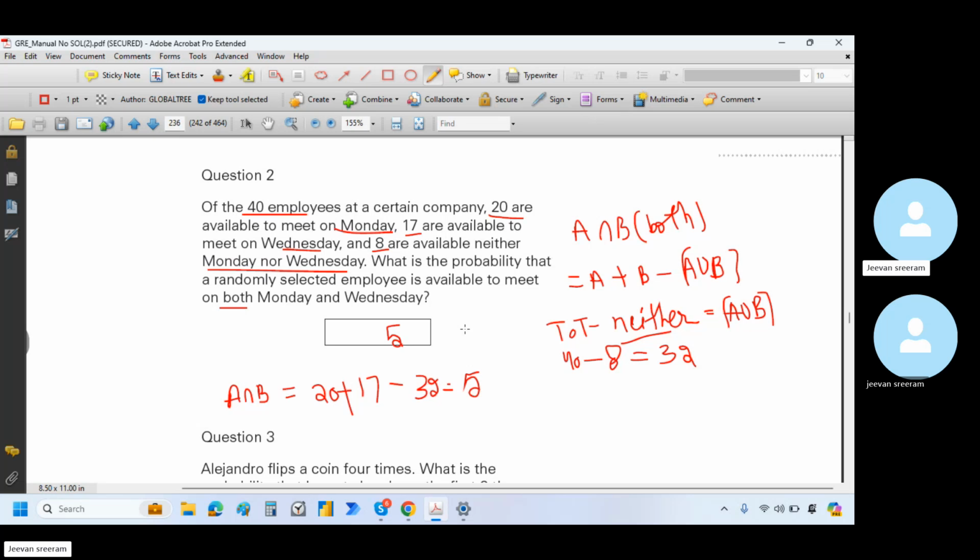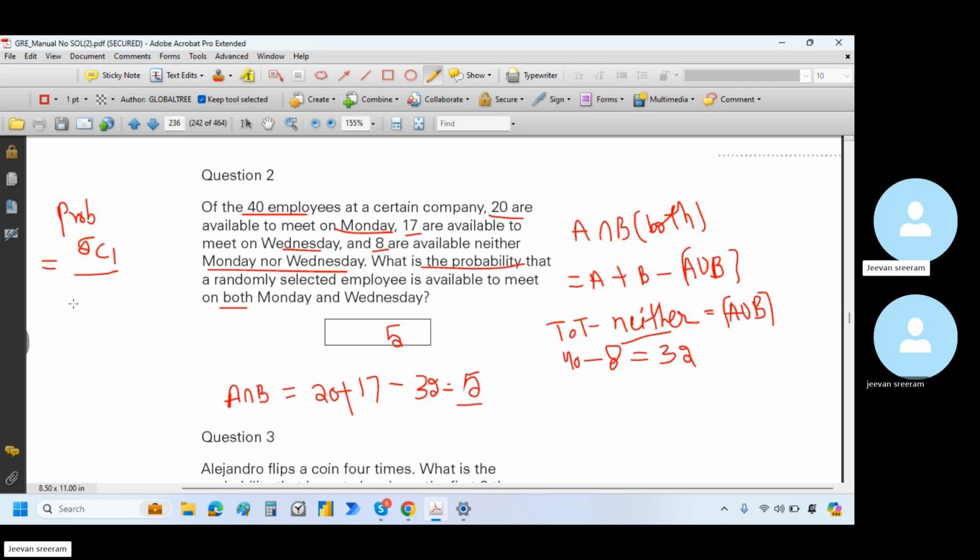Next, the question is, what's the probability that the randomly selected employee must be available on both Monday and Wednesday? That particular employee must come from this group. So the favorable outcomes are 5C1, because the selected employee must come from these 5 members to be available on both Monday and Wednesday, right?